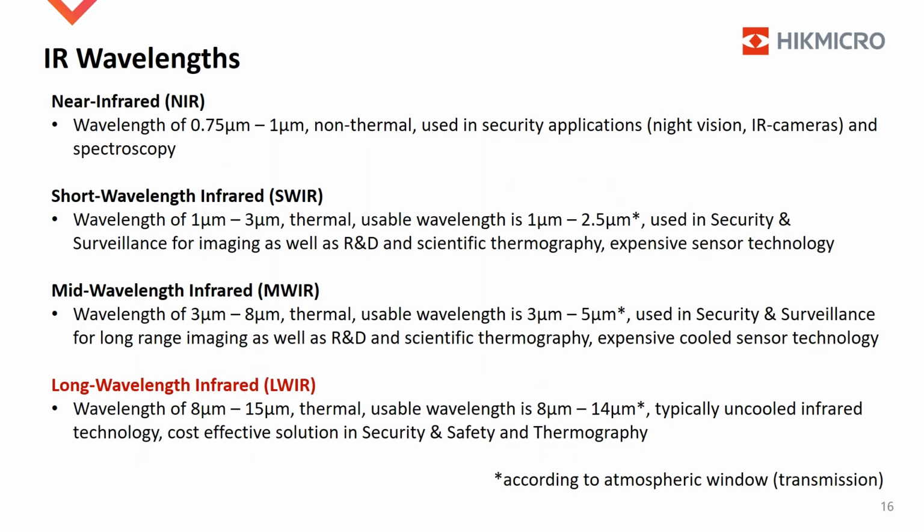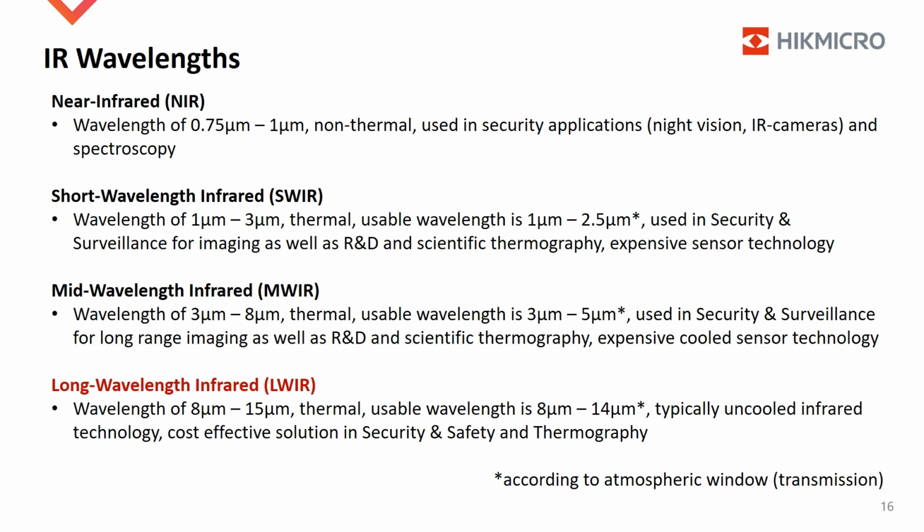The IR spectrum typically has four ranges. Technologies vary in the ranges due to the different principles of physics. Near-infrared technology is based on the wavelength of 0.75 to 1 micron. It is usually used in security applications. Short wavelength infrared is based on the wavelength of 1 to 3 micron. The usable wavelength is 1 to 2.5 micron. It is used in R&D and scientific thermography.